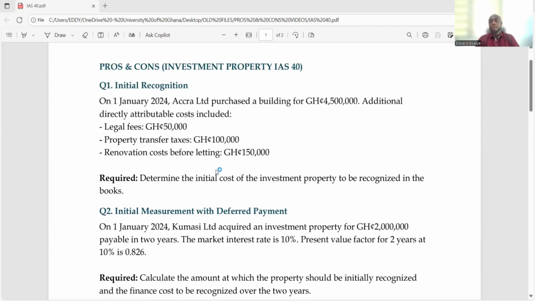So it means the total cost of the asset is the purchase price plus all these attributable costs. If there's any refundable cost, then we have to subtract it. But here, we don't have any refundable cost. So let's go to our board and try to deal with this.